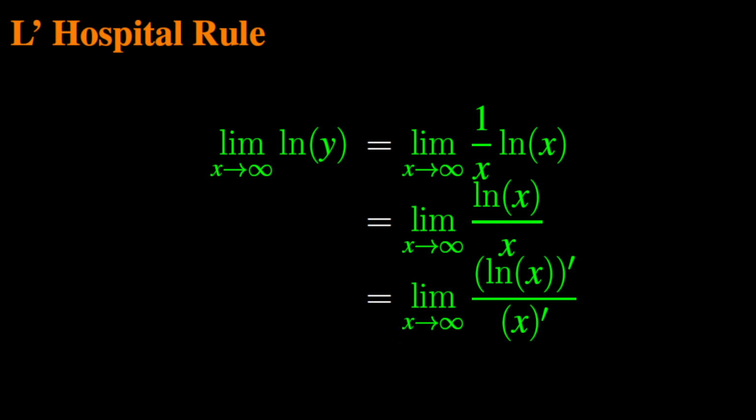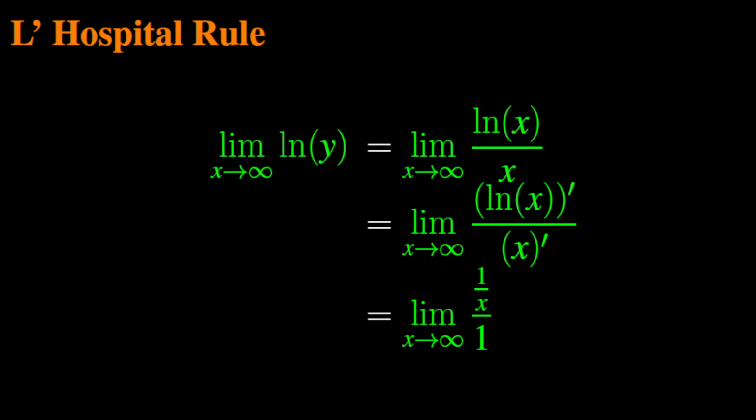So using the L'Hospital rule, we know that the limit as x goes to infinity of logarithm of x over x is the same as the limit as x goes to infinity of the derivative of logarithm of x over the derivative of x, which is equal to the limit as x goes to infinity of 1 over x over 1. This is because the derivative of the logarithm of x is 1 over x, and the derivative of x is 1.